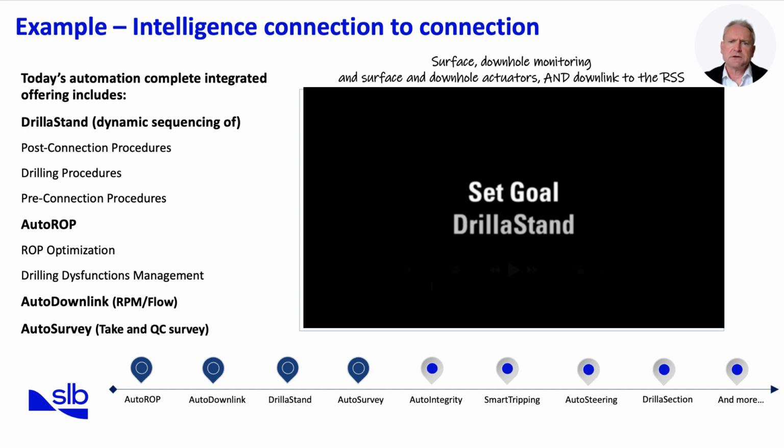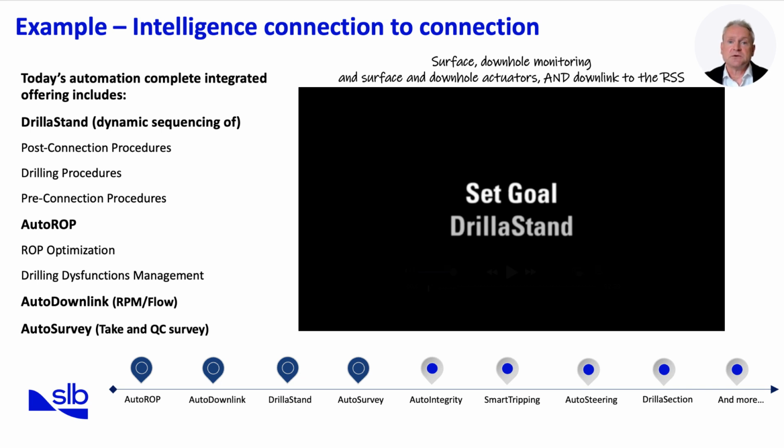Each automated function builds on the next, connecting pre-connection, drilling, and post-connection activities in one workflow. This eliminates gaps where human error might otherwise occur. In practice, this means the driller supervises rather than manually executes repetitive steps. The system manages downlinks, surveys, and even corrective actions in real time, enabling consistent performance across shifts and crews.